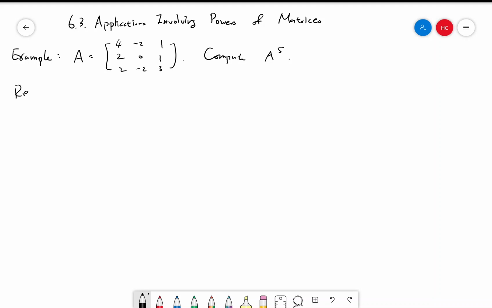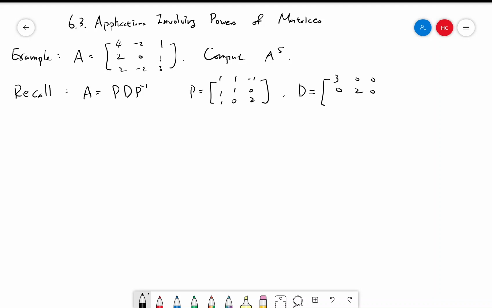So let's recall A has a diagonalization. A is equal to P D P inverse, and P is the matrix with column vectors being the eigenvectors, and D is a diagonal matrix with diagonals being the corresponding eigenvalues.